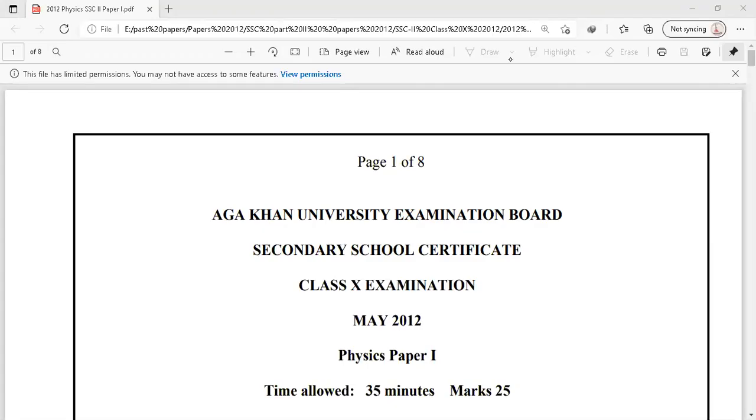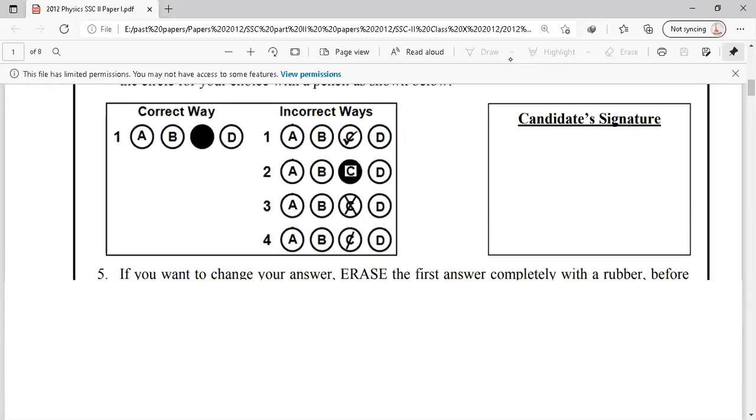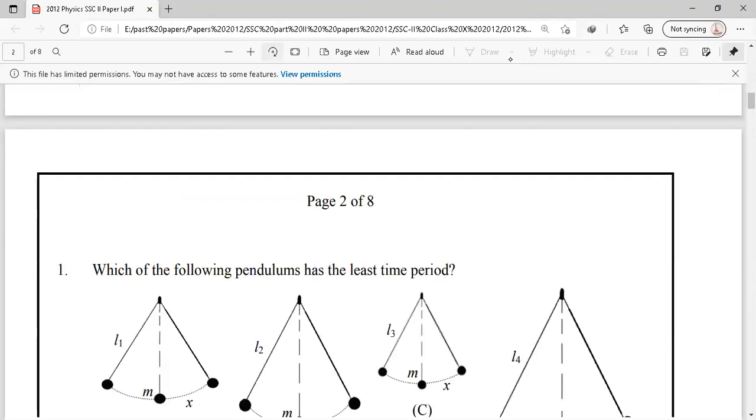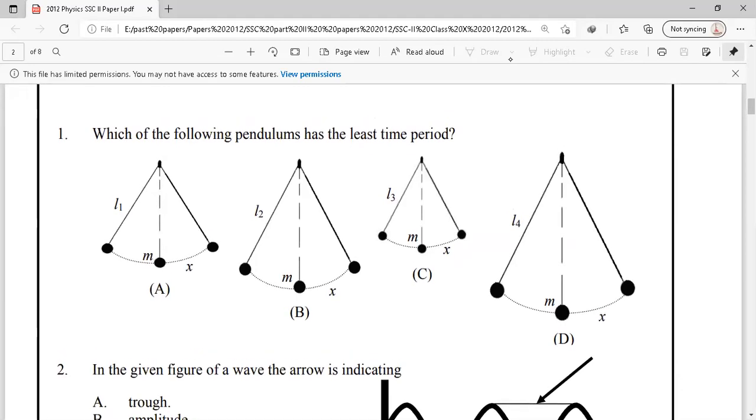Today in this video lecture, we are going to solve Khan University Examination Board Class 10th May 2012 Physics Paper 1. So let's come to our first question of this year. So here we have our first question of this year, in which we have to identify which of the following pendulums will have the least time period.